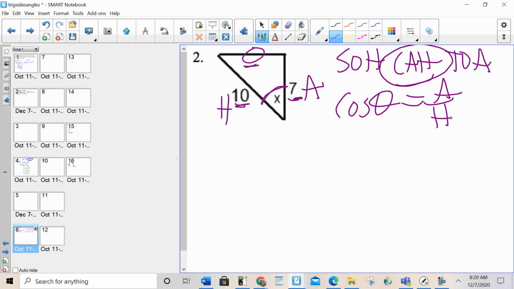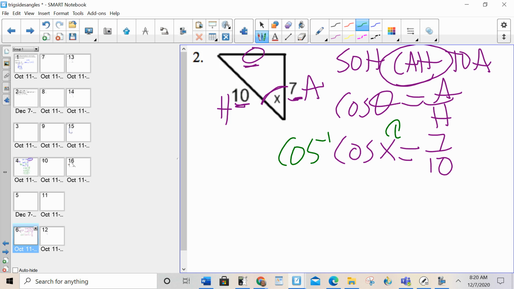Now I substitute my values in. Theta in this example is x, A is 7, H is 10. Well, I don't want cosine x, I want x. So to get cosine to cancel, I do inverse cosine of both sides. That gets cosine to cancel. I have x on the left-hand side. I have inverse cosine of 7 over 10 on the right-hand side.